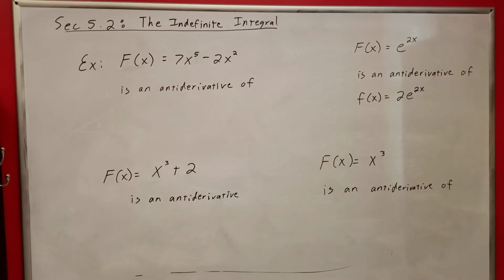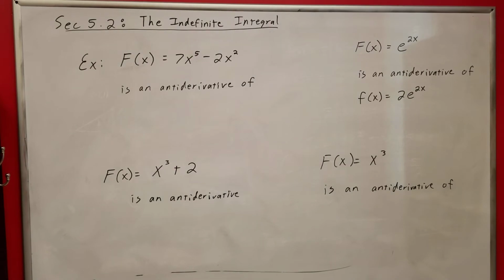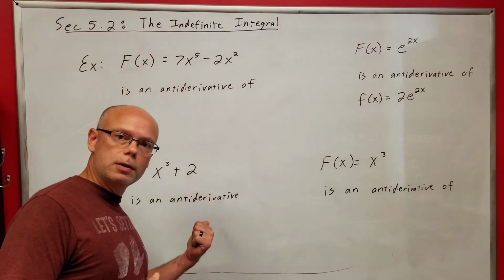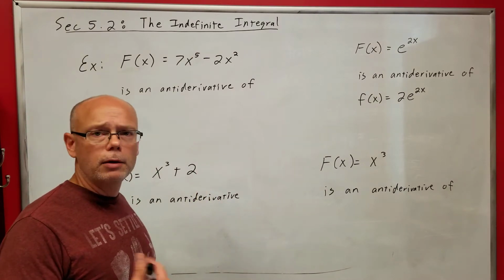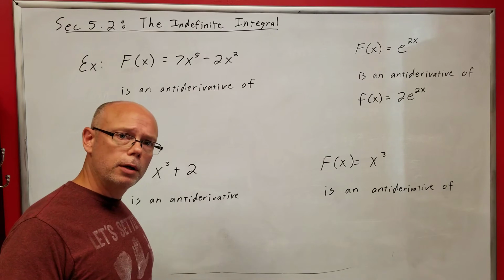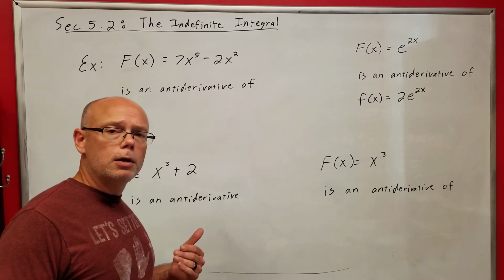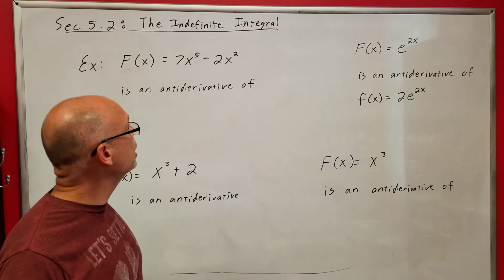Section 5.2, the indefinite integral. All right, up till now we've been taking derivatives, derivatives, derivatives. Well, what we're about to start doing for 5.2 and beyond is we're going to go backwards. We're going to start with the derivative, and we're going to find the function that it came from. That's what we call anti-differentiation, or integration.